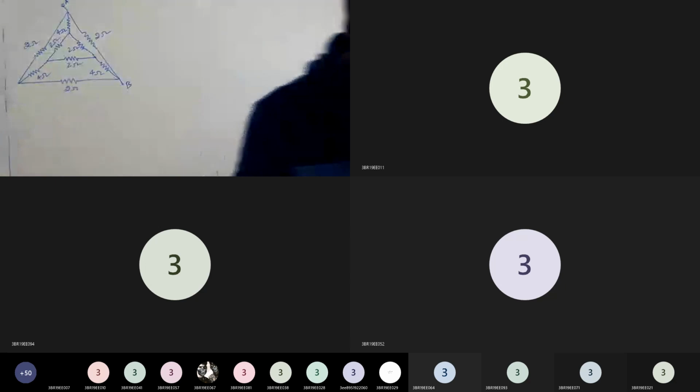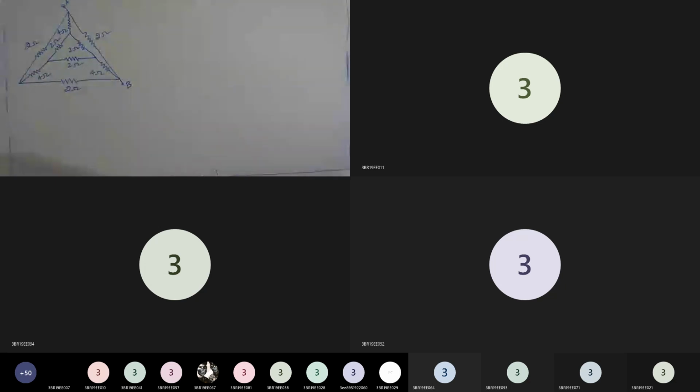Note down the problem statement. For the network shown, calculate the equivalent resistance. Calculate the equivalent resistance across terminals A and B.